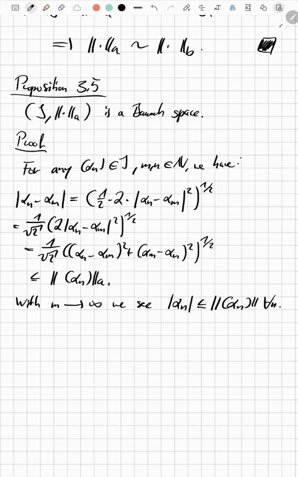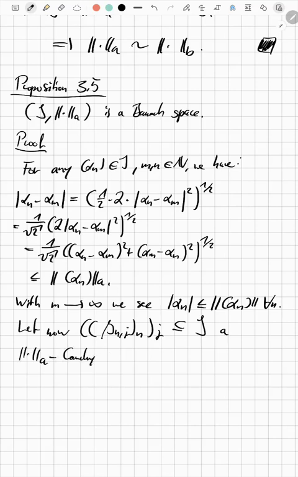And now, to show that it's complete, we will again consider a Cauchy sequence in J, which will again be a sequence of sequences. So let now beta nj, again with the double index, nj, be a sequence in J. And it should be Cauchy, so an A norm Cauchy sequence.